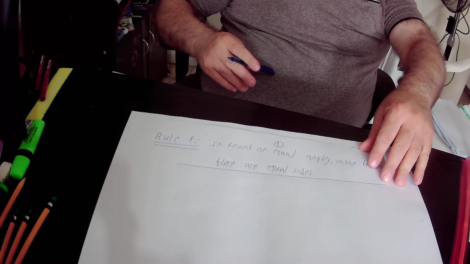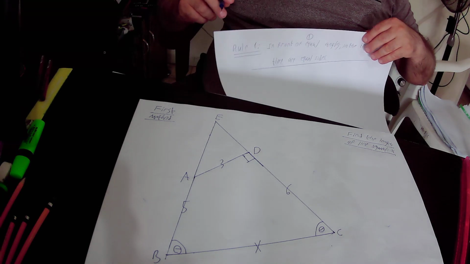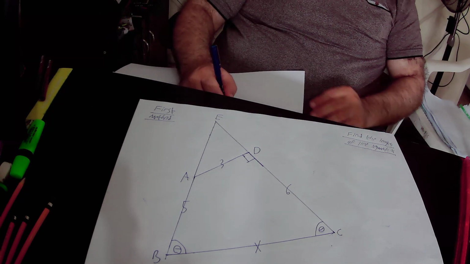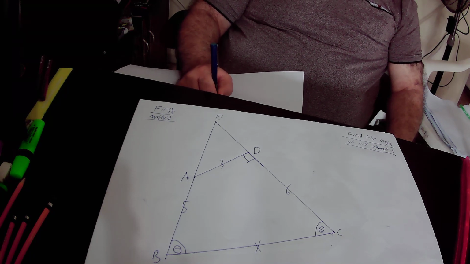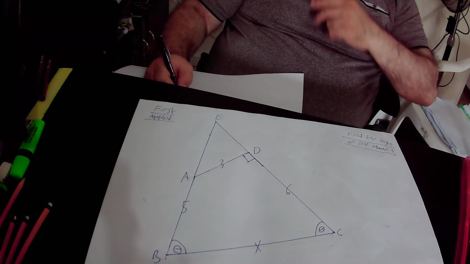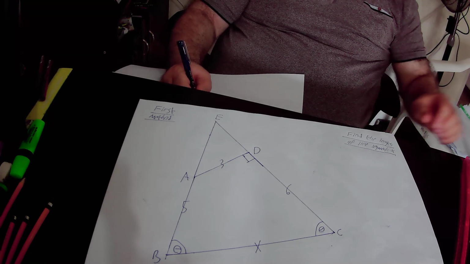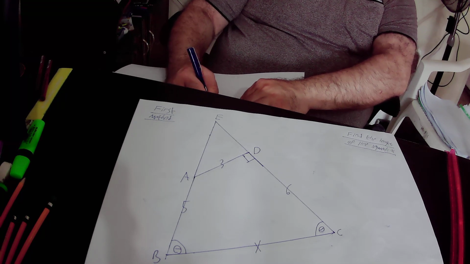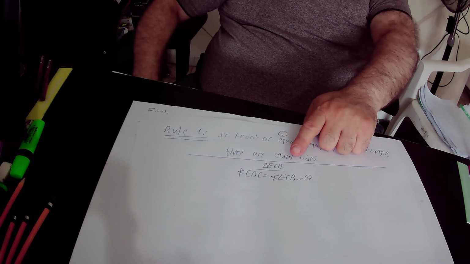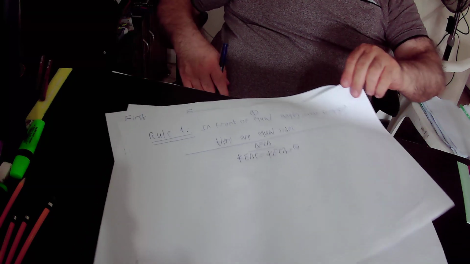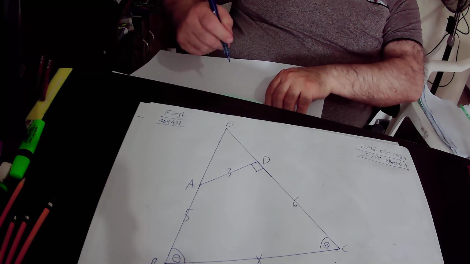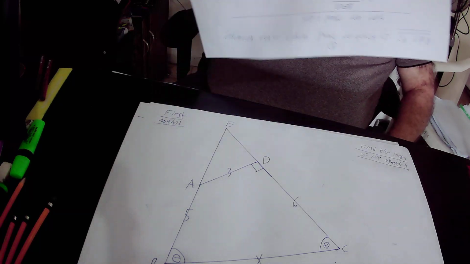So we relate to triangle EBC. In this triangle EBC, we know that angle ECB equals angle EBC, and they are both equal to theta. I'll repeat again. In the big triangle ECB, angle EBC equals angle ECB, and they are both equal to theta. Therefore, according to rule number 1, we get that EB is equal to EC.